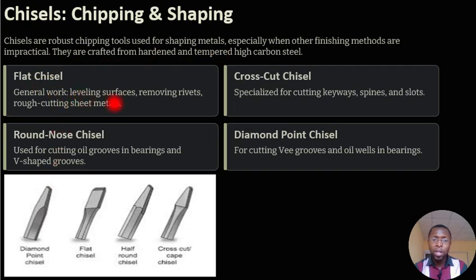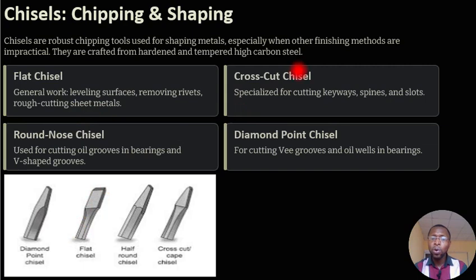So this one is made for leveling surfaces, for removing revealed, and for rough cutting sheet metal. This is a sample of it here. Consider it has a flat surface here. If you want to level, make use of it.